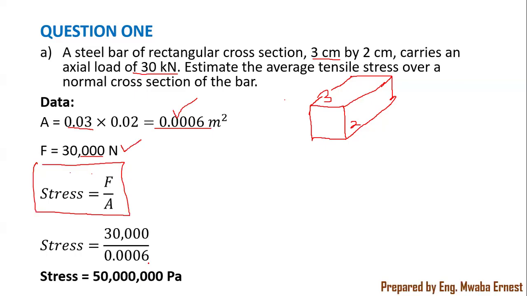If you want, you can express this in megapascals, meaning it will become just 50 megapascals. But my usual advice is to leave the unit as it is. Look at this question. It has not constrained us to provide the answer in a particular SI unit, whether kilo or mega. It has just left us to find the final answer. So the answer, the way we found it, we'll leave it like that. No harm done.